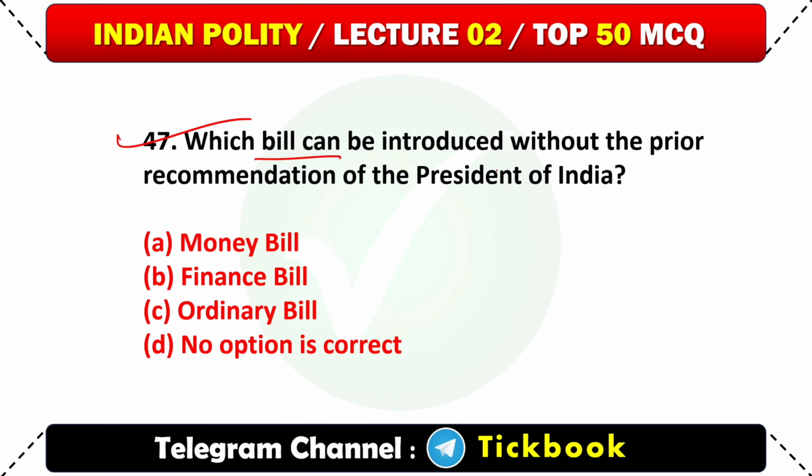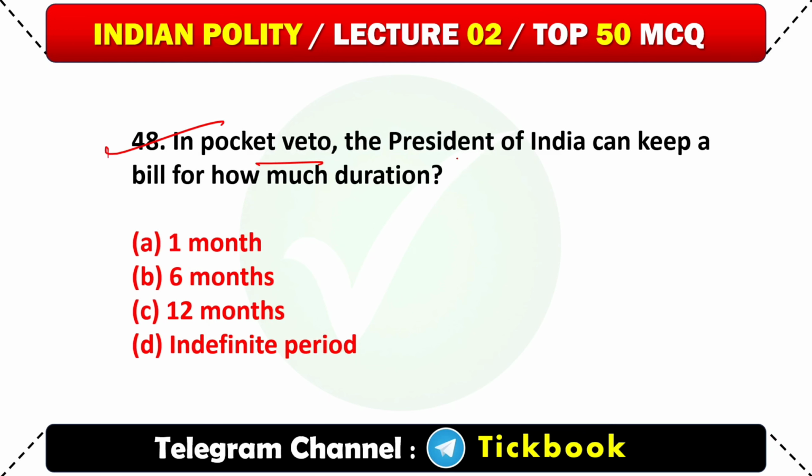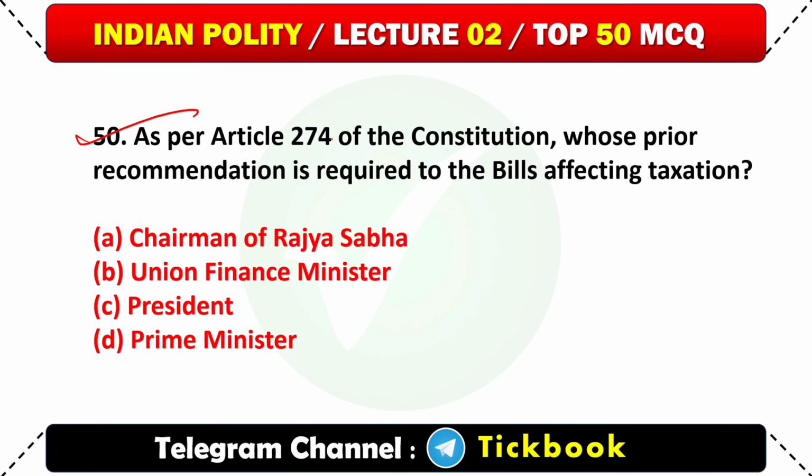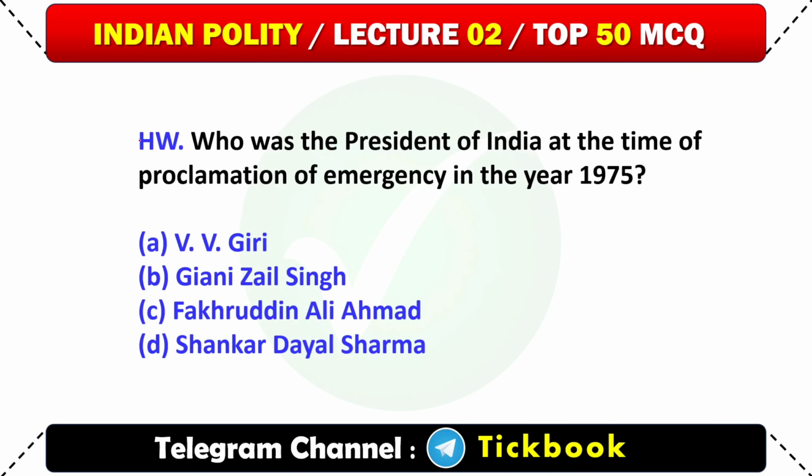47. Which bill can be introduced without the prior recommendation of the President of India? Option number C, ordinary bill. 48. In pocket veto, the President of India can keep a bill for how much duration? Option number D, indefinite period. 49. The definition of money bill is given in which article of the Indian Constitution? Option number B, Article 110. 50. As per Article 274 of the Constitution, whose prior recommendation is required to the bills affecting taxation? Option number C, President.